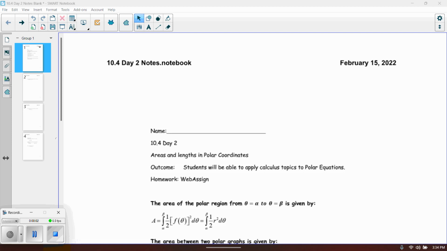All right, so this is section 10.4, day 2. We're going to continue our idea of how to find area between polar regions. We're also going to introduce in the very last example how to find the arc length of a polar curve. We're only doing one example. It's actually a pretty quick and easy formula to use and not too difficult to do. We're going to see if we can do this in one video.